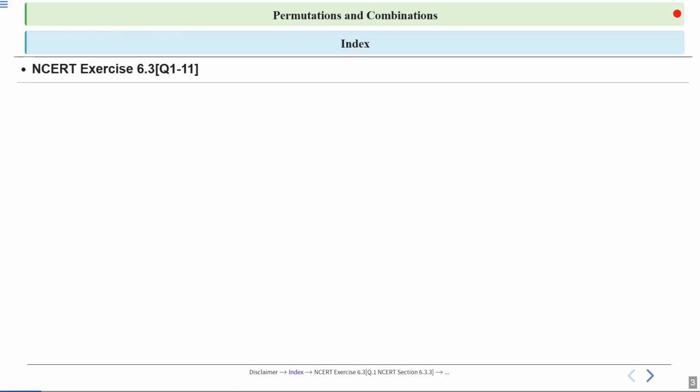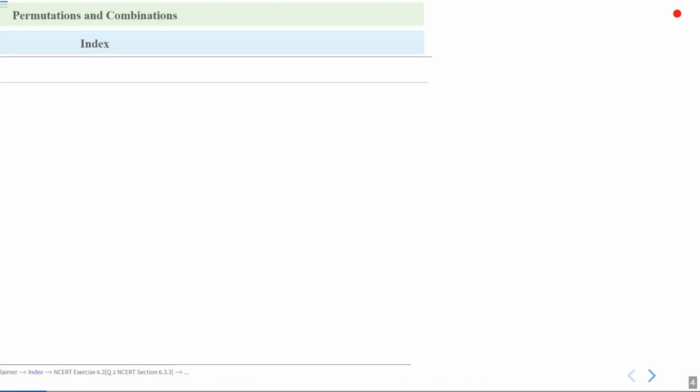So in this lecture, we will cover NCERT exercise 6.3, which contains 11 questions, question number 1 to 11. So make sure you are with your notebooks and pens ready, and let's get started.